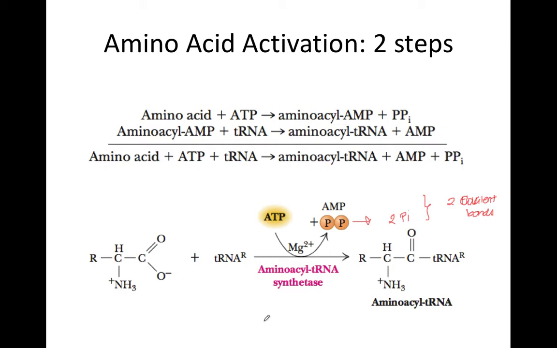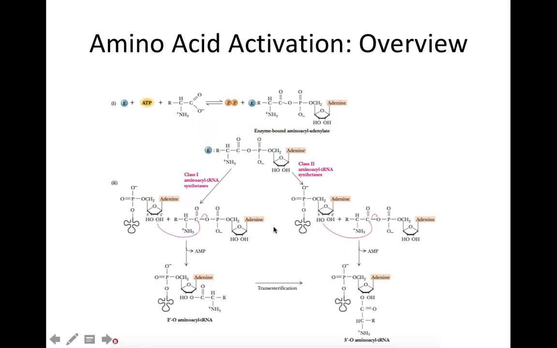The enzyme that catalyzes this reaction is an aminoacyl tRNA synthetase. When you encounter the term synthetase, it means it's something that is involved in synthesis. And if it says synthetase, that means energy was involved in this synthesis. In this case, the energy source was ATP. So this is the mechanism for binding the amino acid to the tRNA.